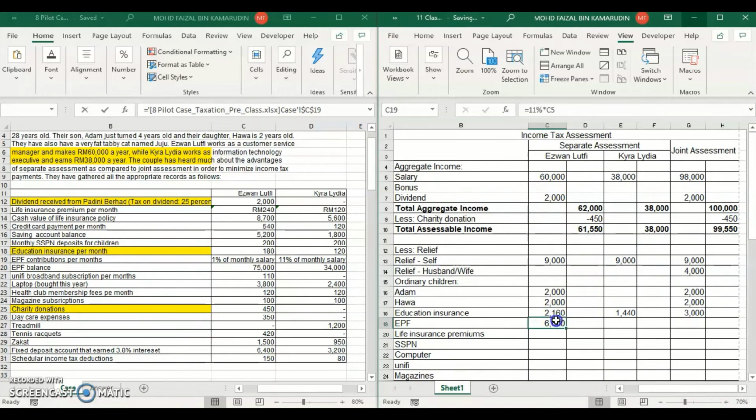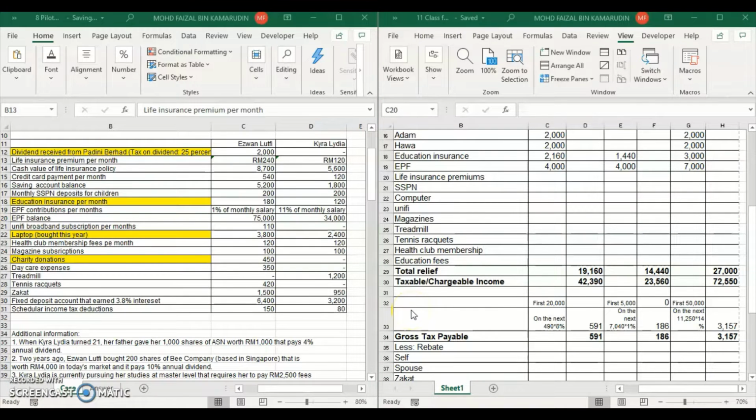Okay, 6600, but he can only claim for 4000. Same goes to Kyra. This one equals 11% times this one, 4180 again, so this couple can only claim up to 4000. So again, 4 plus 4 equals, for this case, 7000 only.